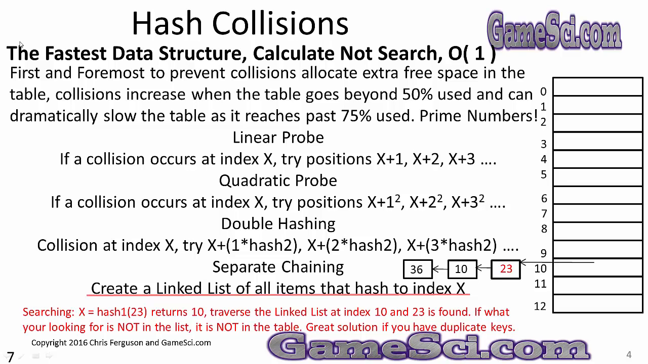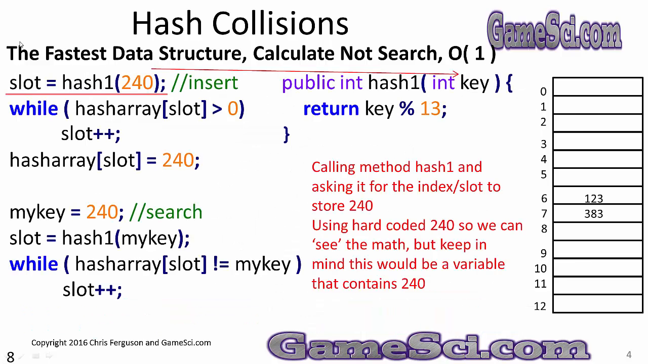This is also a good solution if you have duplicate keys. Normally in a hash function, you would love to have all your keys be unique. But if you do have a situation where you have to hash data in a hash table and you can have duplicate keys, separate chaining is a great solution because all the duplicate keys will be in the same linked list. Let's look at some code that deals with collisions.